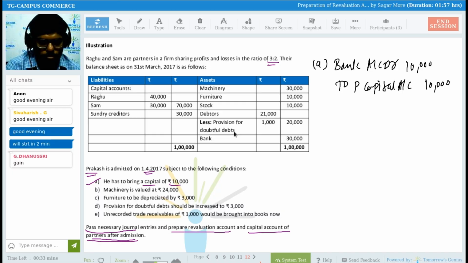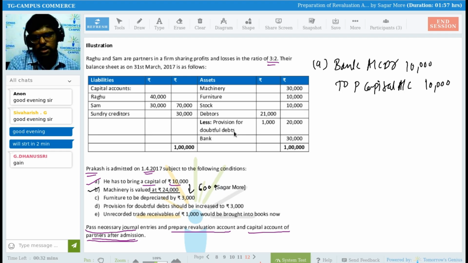Now, machine is valued at rupees 24,000. It means they are saying today's value of machine is 24,000. So what was the old value? 30,000. So now tell me, did the value of machine increase or decrease? Decreased. Decreased by how much?